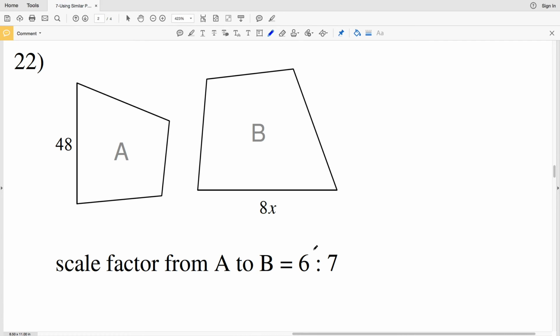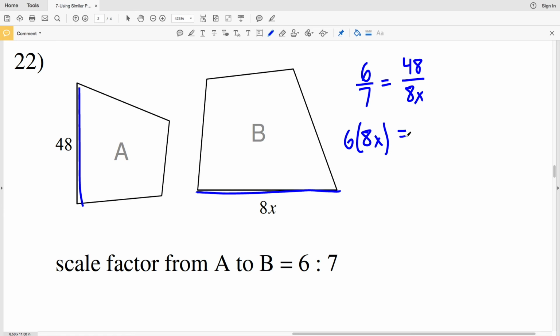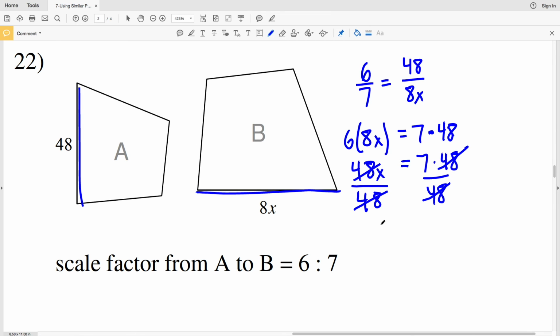Now for number 22, our scale factor from A to B is 6 to 7. So that's going to be equal to 48 over 8x. Cross multiplying, I'll do 6 times 8x, and that'll be equal to 7 times 48. 6 times 8 is 48x. And if you notice, when I multiply 7 by 48, I'm going to then divide by 48. So I don't even need to multiply this out, since when I divide by 48, the 48 will cancel out. So I'll be left with x equal to 7.